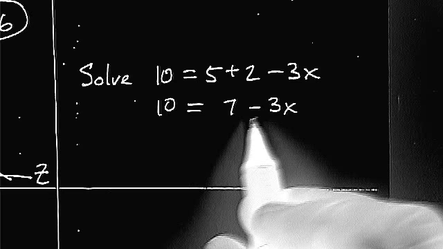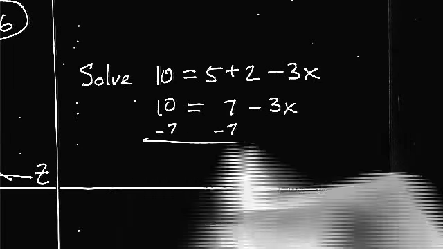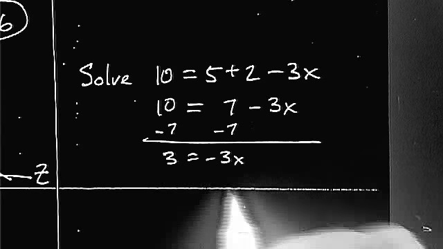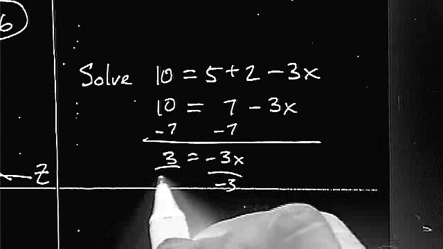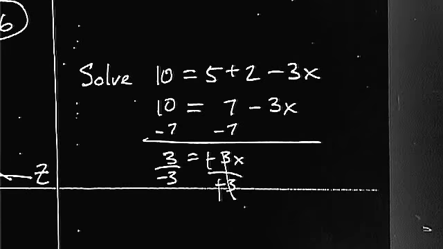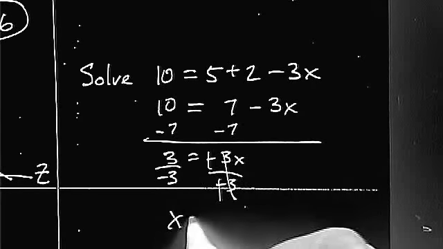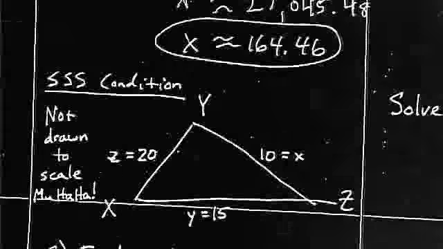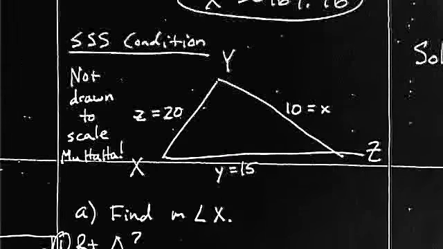Hopefully you would subtract 7 from both sides, giving you 3 equals negative 3x. And then using your powers of division, which you got from the eye doctor, you would divide and end up with x equal to negative 1. Okay? And a great hallelujah would come from the heavens. Now, I need to use the same logic over in this next question.